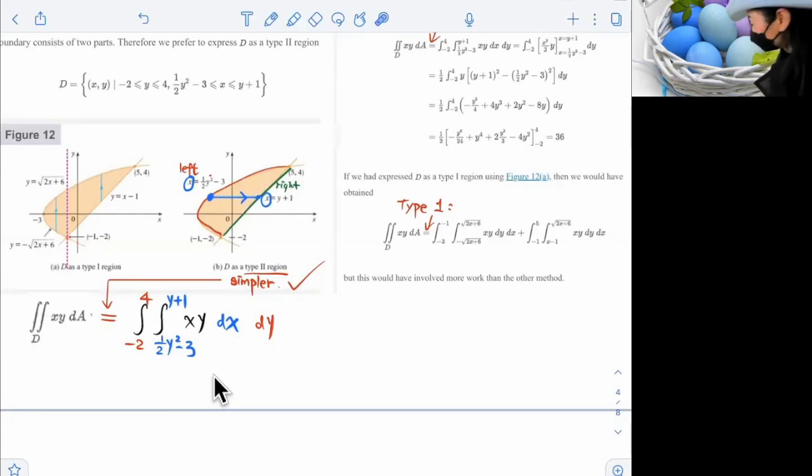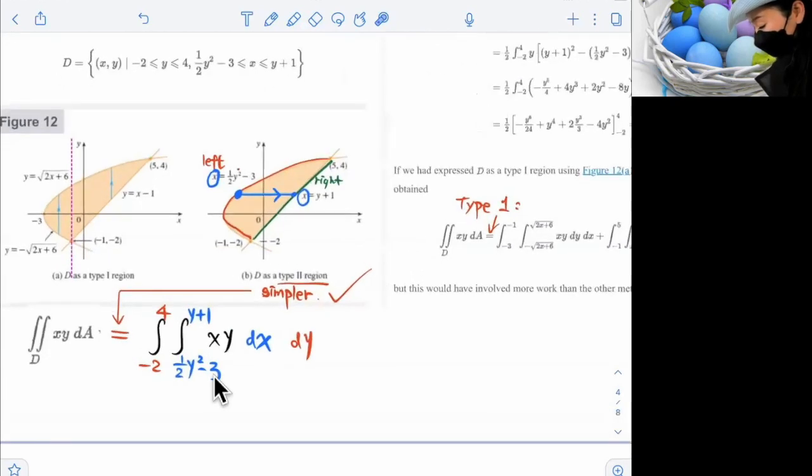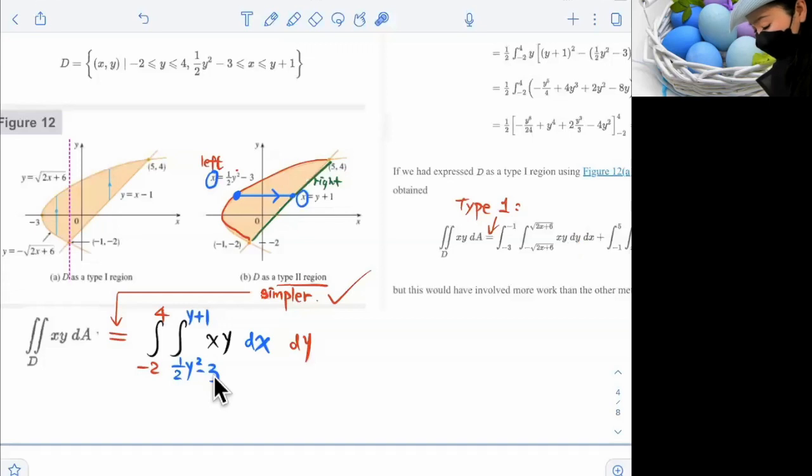So y is going to go from, it's kind of small, let me make it bigger for you. So the y over here go from negative square root of 2x plus 6, and then to positive square root of 2x plus 6. And then x go from -3 to -1.